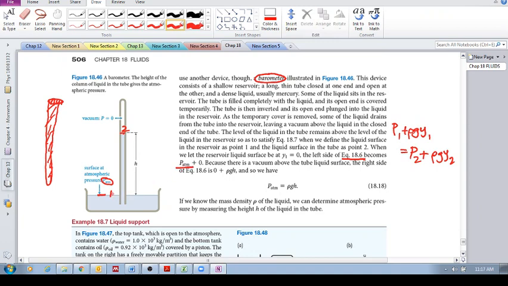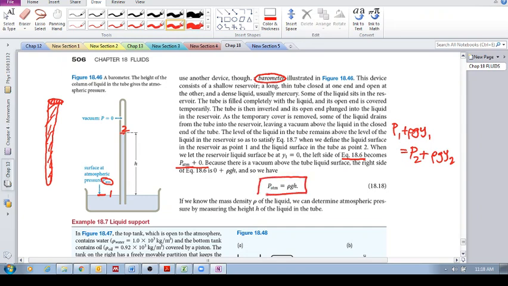And if we take y1 to be 0, a reference point, then on the left hand side of this equation we're going to get P atmosphere plus 0. And what are we going to get on the right hand side of the equation? We're going to get P2, which is 0, plus rho g y2, which is now simply this height. So why do we use a barometer? To measure atmospheric pressure.